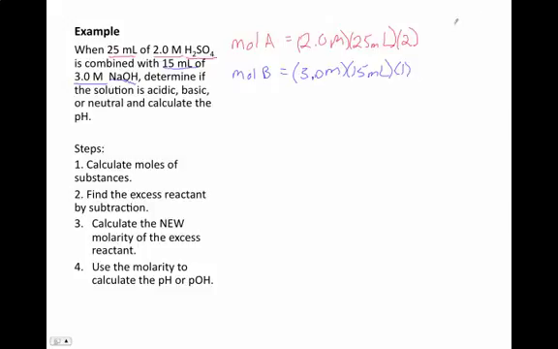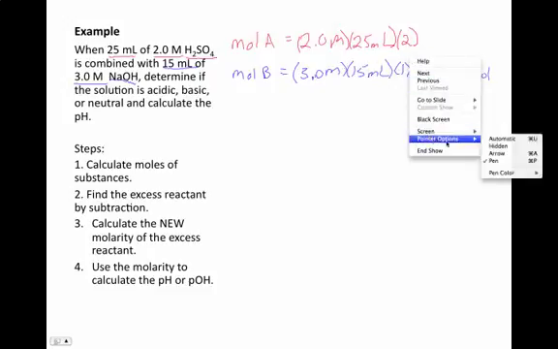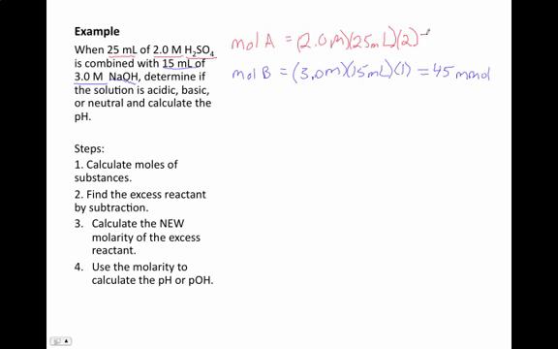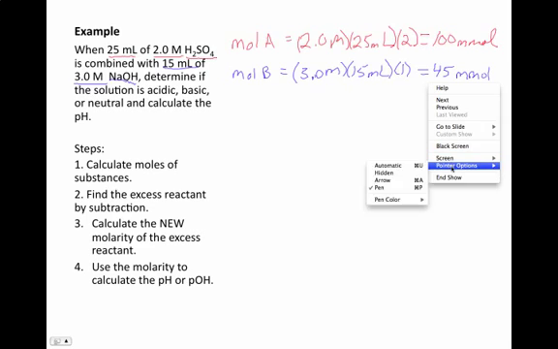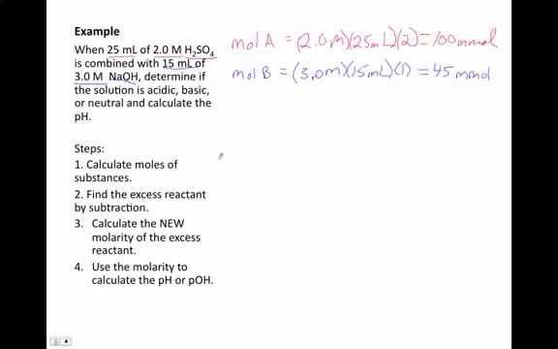So if we crunch these numbers, we get 45, and this is millimoles, because remember that this is moles over liters. And then for our acid, we end up with 100 millimoles. And that's just a 1/1000th of a mole. And then we're going to go back to the black pen. Alright, so we calculated the moles of the substances.